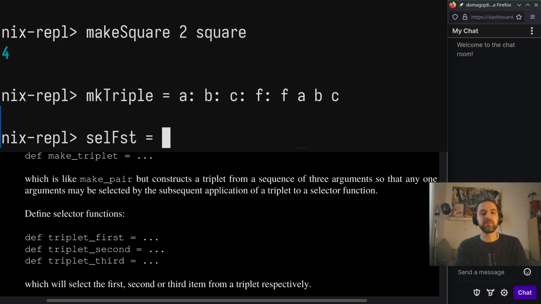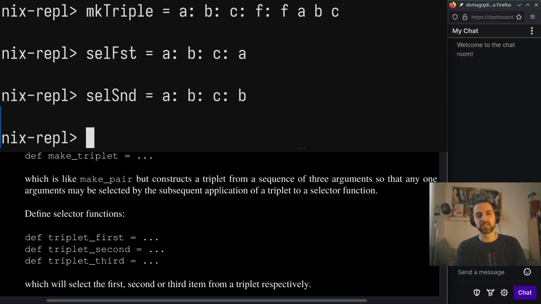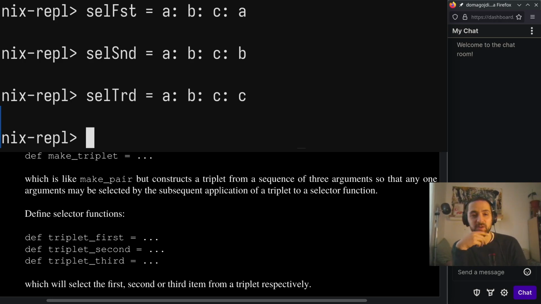Cell FST would be what? Select first from what? So select first from two functions was A, B, and A. That was the from two, but we have now three things, so we're just gonna add one more thing. A, B, and C, and we select first. So select second is A, B, and C. We're gonna select second. And select third. A, B, C, and C. And now we have it all defined.